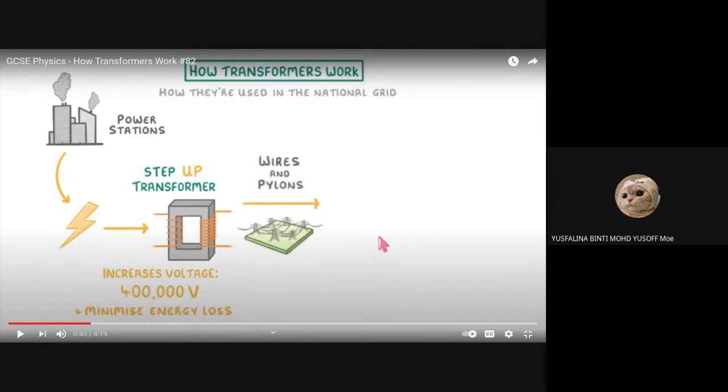So here you can see there's power transmission, right? Why do they need to increase the voltage? Because to minimize energy loss. You know the wire to transmit the electricity is very long. So when the wire is very long, it means the resistance is very high. So the current, when it flows, has to first overcome the resistance in the wire. So there will be energy loss, because of overcoming the resistance in the wire.